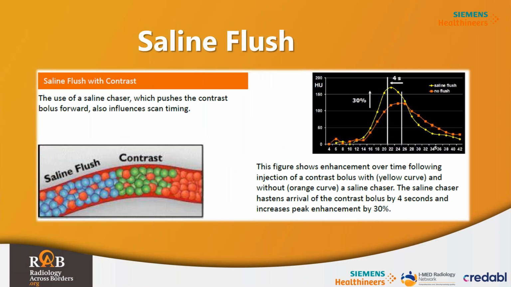Again, saline flush is a great way to maintain the push of the bolus through the scan. It also increases peak enhancement because it basically continues that push. It can also potentially reduce the volume of contrast we require for the scan.